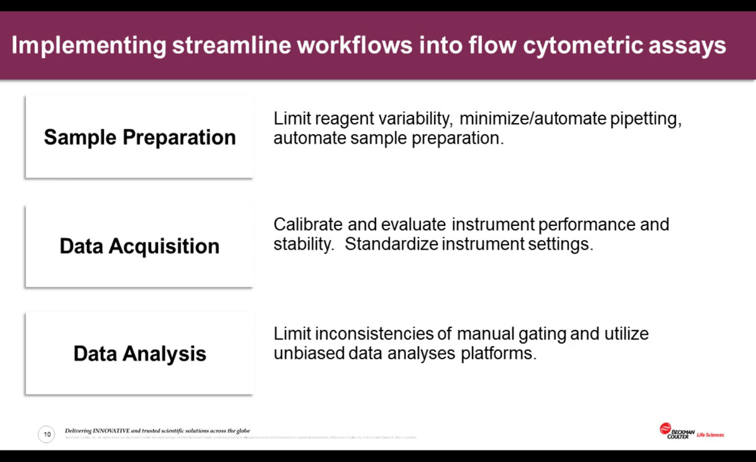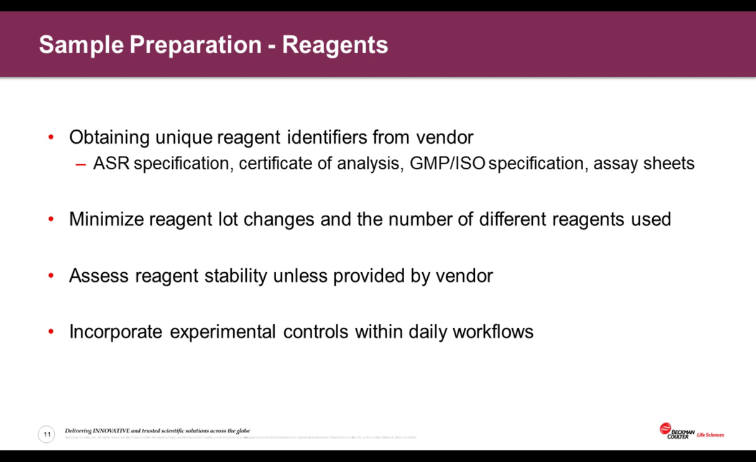The second aspect is data acquisition. This comes to your instrumentation. What kind of flow cytometer are you using? Have you calibrated and evaluated your instrument performance and stability? And have you standardized your instrument setting during the longitudinal study that you're evaluating? And lastly is the data analysis. A lot of inconsistencies come from manual gating. So what we're going to try to do is highlight ways that you can actually limit these inconsistencies and utilize unbiased platforms to analyze your data so that you can reproduce it and not have to delay.